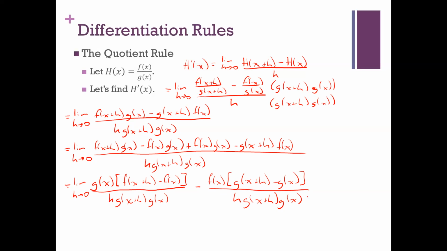So just like last time, we're assuming that f and g are differentiable. If their derivatives didn't exist, we couldn't do any of this stuff. So now we need to look at what happens, and see if we can evaluate these limits.